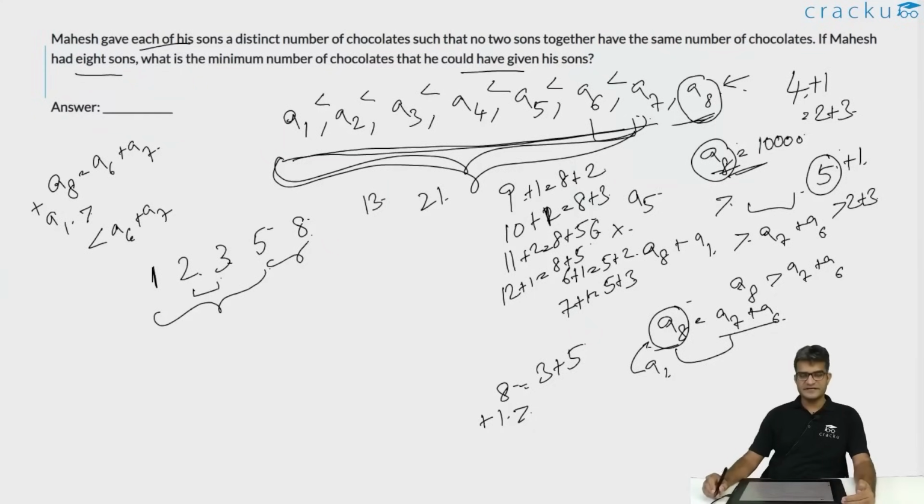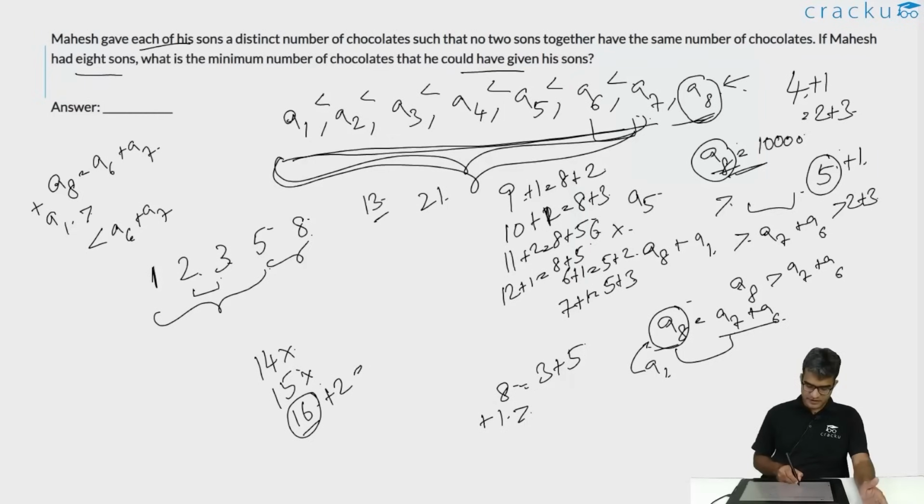But we have to check if there is a number which is less than 21 for which this condition is satisfied. Is it satisfied for 14? It won't be satisfied for 14, because 14 plus 1 is 13 plus 2. It won't be satisfied for 15, because again 15 plus 1 is 13 plus 3. It won't be satisfied for 16, because basically if you are looking at the difference between 16 and 13, it is 3. That is the same as 5 minus 2. So 16 plus 2 will be equal to 13 plus 5. Will it be satisfied for 17? 17 also it won't be satisfied, because 17 plus 1 is equal to 13 plus 5.